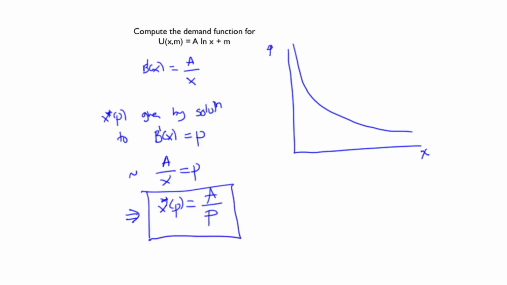Very, very simple. To highlight the point that I was mentioning in the clarification at the end of the previous video, if you think of this function from this perspective as the marginal benefit function, this function is A divided by X. If you think of this function from this perspective as the demand function, it is equal to A divided by P. It's the same locus of points, but it's a different function. I hope this helps clarify that point.